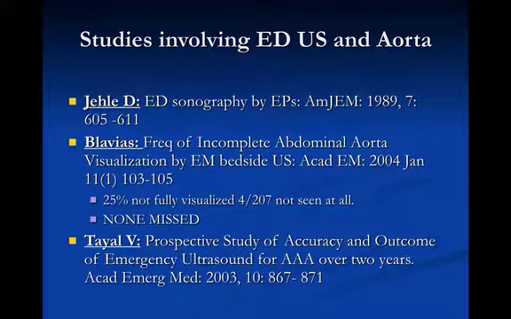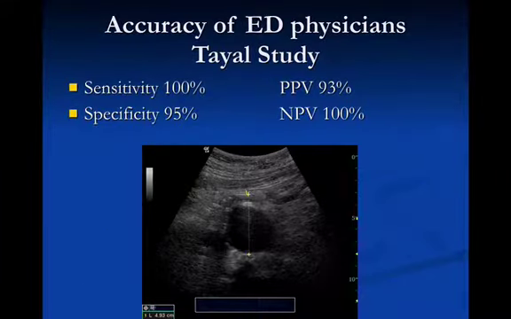Tayal did a prospective study of accuracy and outcome of emergency ultrasound for abdominal aortic aneurysms over 2 years, and that was published in 2003 in Academic Emergency Medicine. What Tayal found was a sensitivity of 100%, a specificity of 95% with a positive predictive value of 93% and a negative predictive value, which is very important here, of 100%.